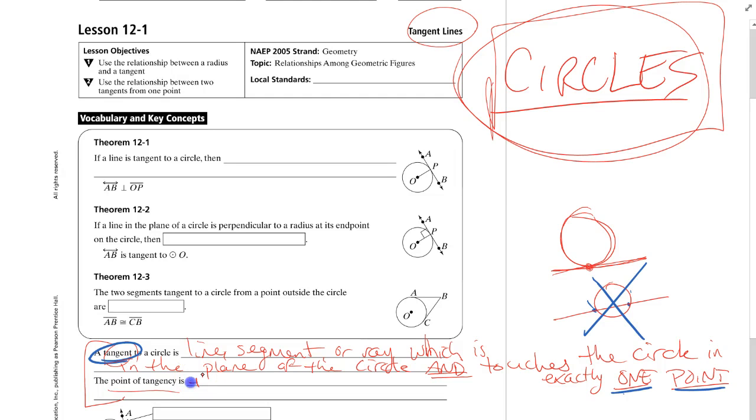It is the point where a circle and a tangent intersect.